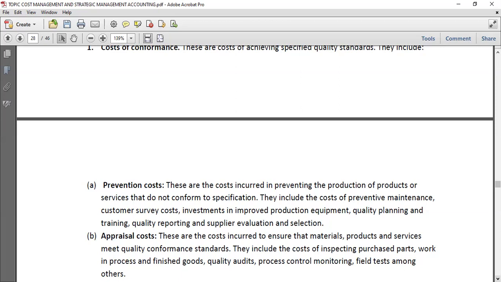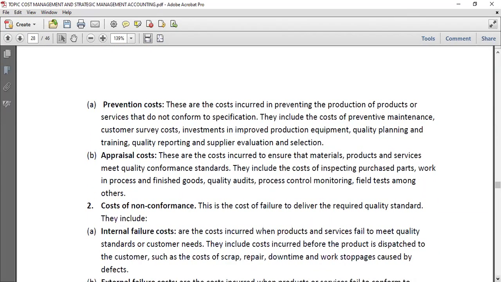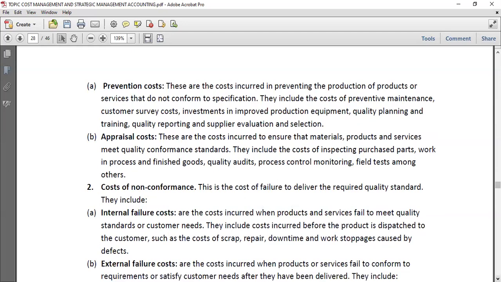Then the other is appraisal costs. As you can see, with appraisal, we are basically evaluating, okay, our products, okay? And these are costs that are incurred to ensure that the materials, product, services meet the quality conformance, okay? So you have like an inspection team that does that. And then a cost of non-conformancy, just in case you don't conform, it's also a cost, okay?